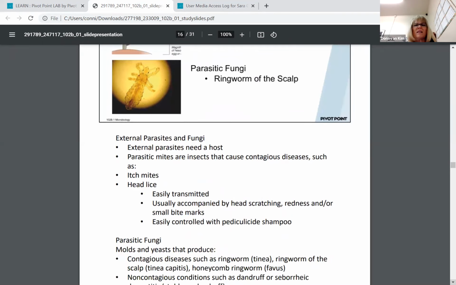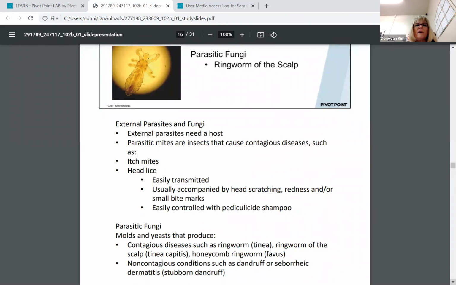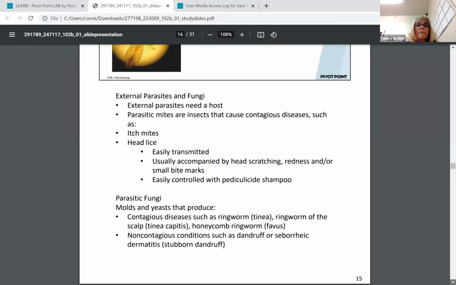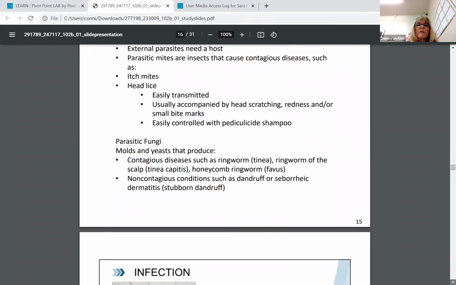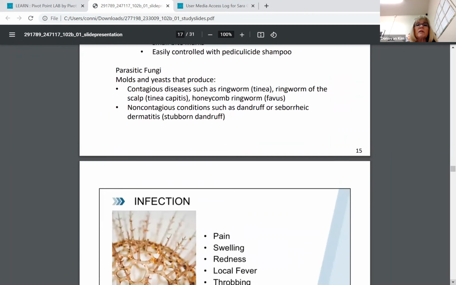Lice is nasty. I've dealt with it so much with my granddaughter. It is the nastiest stuff out there. They're just a pain in the butt, because of all the cleaning you have to do.